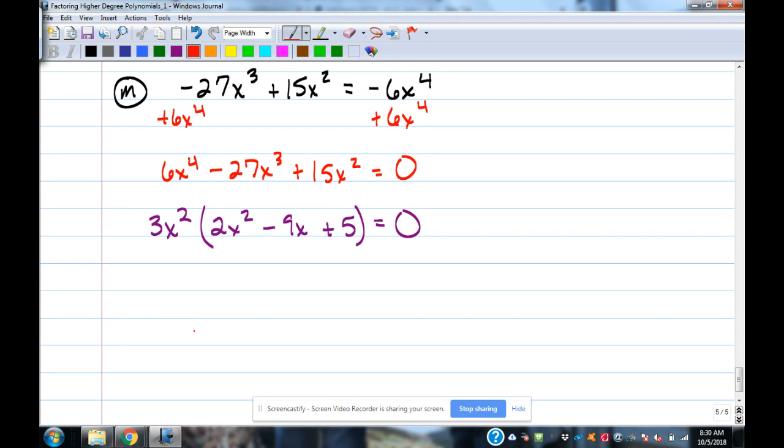If I wanted to factor that, I'd do the x method, 10 and negative 9. Multiply to be positive 10, add to be negative 9. Is there anything that does that?